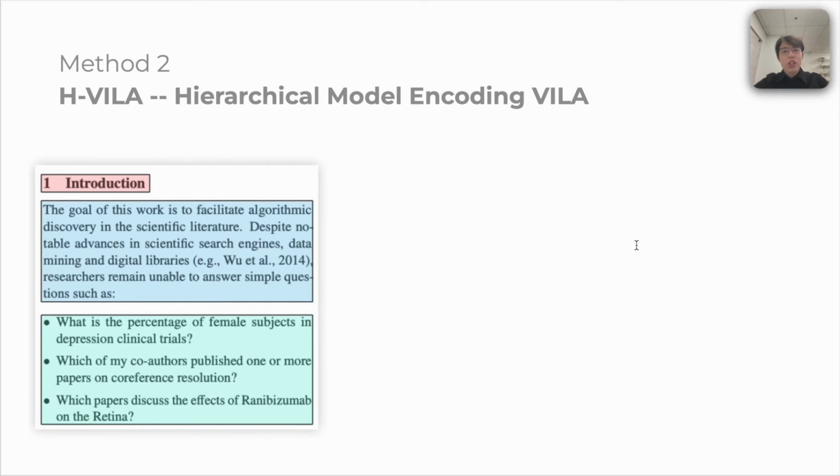Okay, we also try to use VILA in a different way. We develop a hierarchical model that encodes VILA structure during the modeling process, which we call HVILA, and let me explain. As you can see here, we show a paper snippet of 3 paragraphs or 3 text blocks. For each text block, we have the text and the box coordinates.